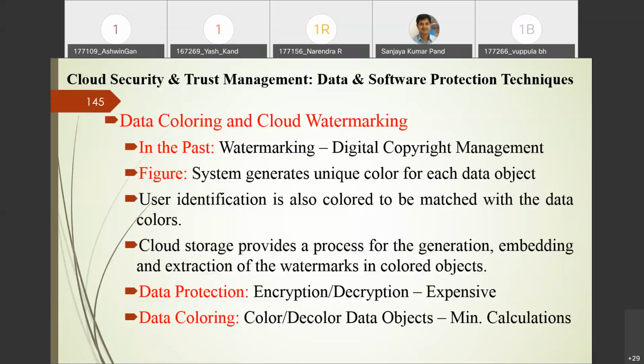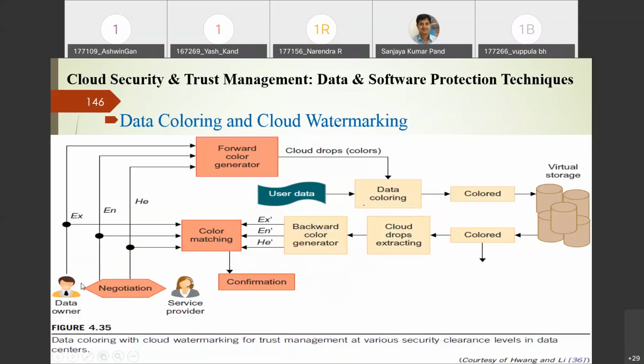So watermarking plays an important role in digital copyright management. But nowadays people are not using this watermarking concept; rather, they have moved from watermarking systems to data coloring systems. You can see in the figure there is a data owner and a service provider. Whenever the data owner wants to save some data into the virtual storage, which is under the service provider, they have to use the data coloring technique.